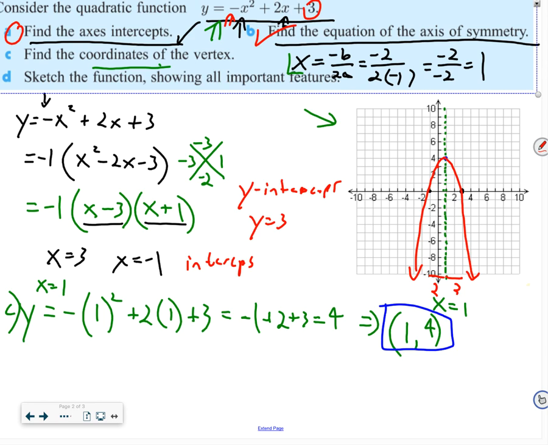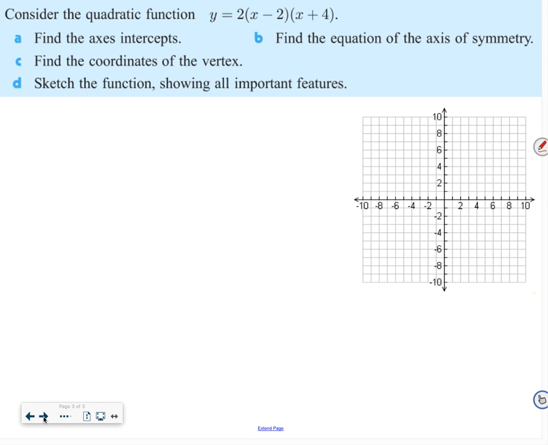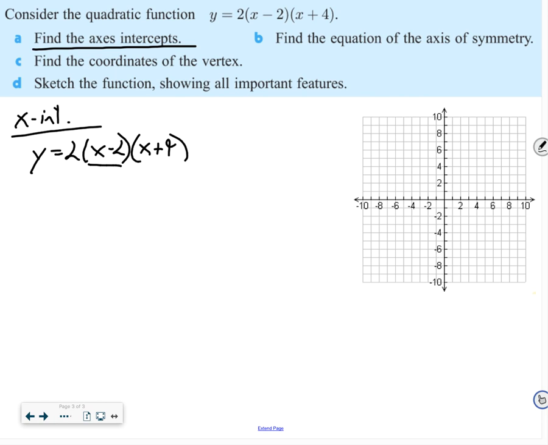Let's look at one other example here. So this one's nice because it's already in factored form, so it's easier to identify my axes intercepts. So for my x-intercepts, okay, it's where it's equal to 0. So y equals 2 times x minus 2 times the quantity x plus 4. What makes 0? Well, that's when x is equal to 2. What makes this 0? When x is equal to negative 4. So I can graph those points at 2 and negative 4.